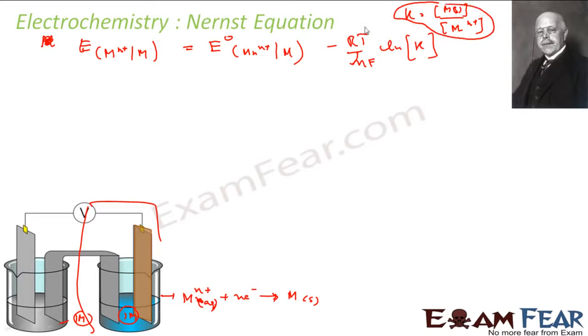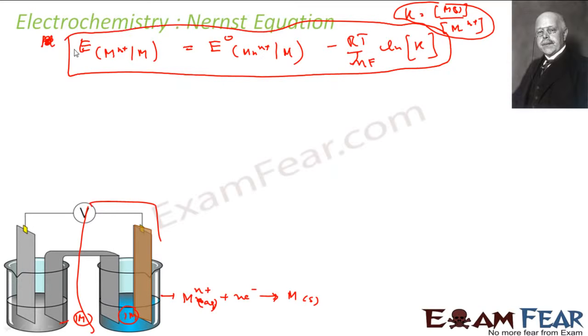This is the equation which was derived experimentally by Nernst, and it's a very, very critical equation. So this says that the electrode potential at any concentration, and this E naught is the standard electrode potential, which we generally measure using SHE, the standard hydrogen electrode, right?